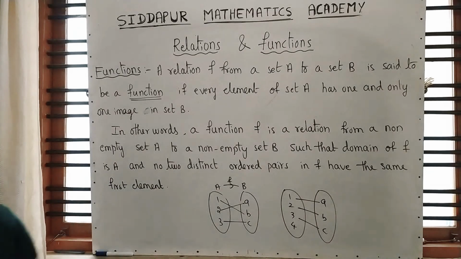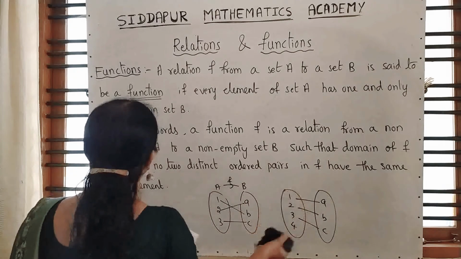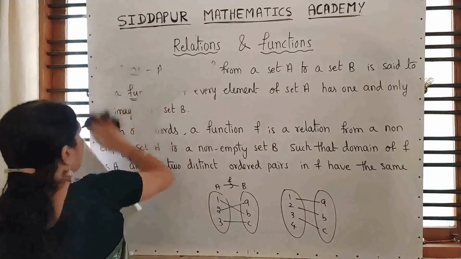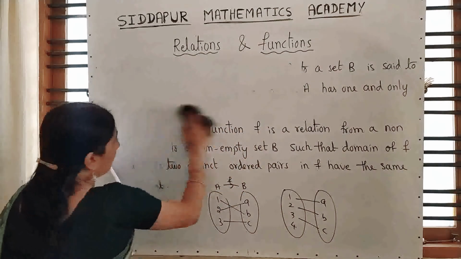Understood? So the main thing we have to remember is this: every element of set A has one and only one image in set B. That means it is connected with only one element in the second set.